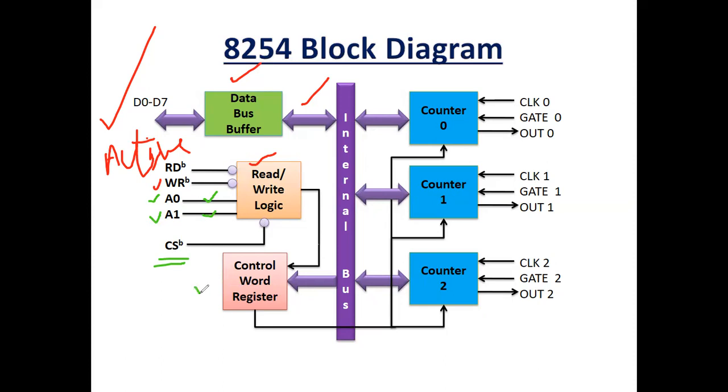Next, there is one control word register, and this control word register is responsible for controlling the function of these 3 counters. In the next video, we will see how this control word register forms the control word format and how it helps in the operating mode of the 8254 timer controller peripheral IC.